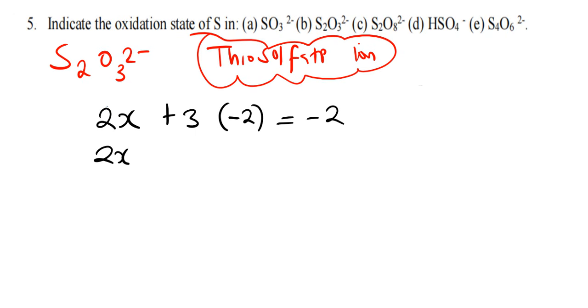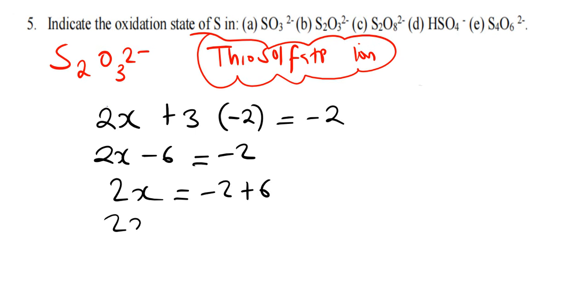So I put -6 here, equals -2. Then I put the like terms: 2x will be equal to -2 plus 6. 2x will be equal to 4. Then when I divide by 2 on both sides, X will be equal to 4 divided by 2, that is a 2. Of course, I'm supposed to put the charge. This is a positive answer. So this will be the average oxidation state for the sulfur in this compound.